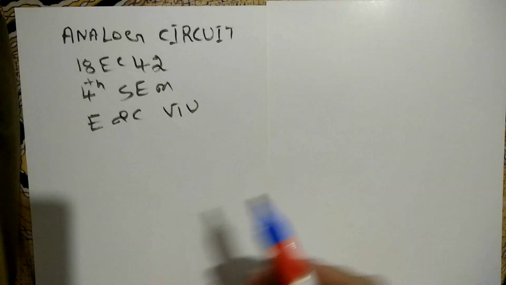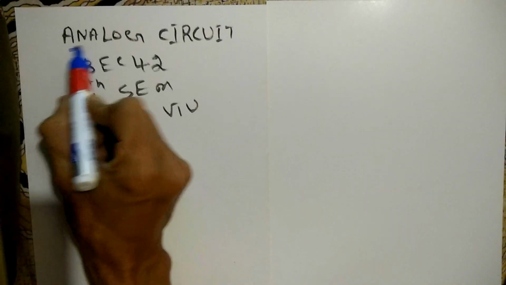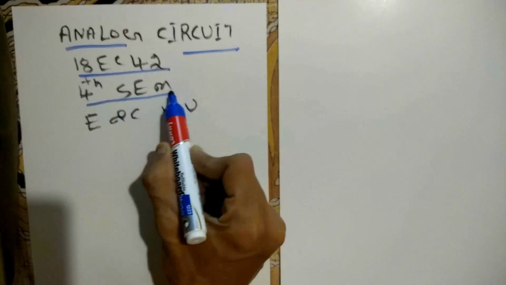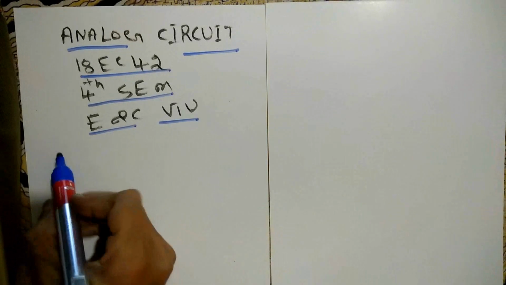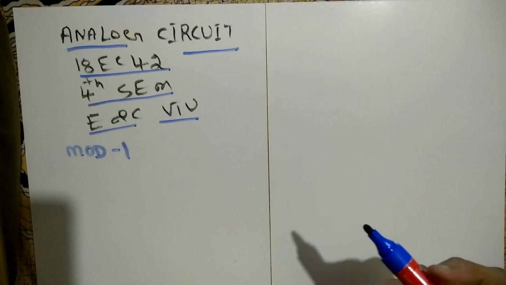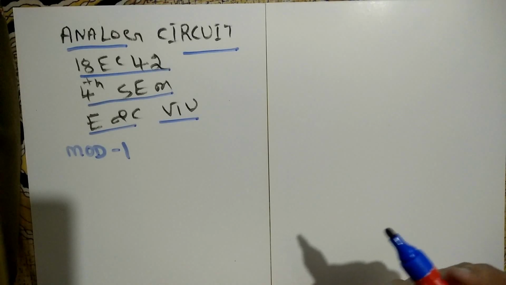Hi everyone, we are starting the video series on analog circuits. This is the course code 18EC42 for 4th semester ECE students of VTU University. In this course, we have 5 modules. The first module, module 1, covers the transistor and also MOSFET operations.